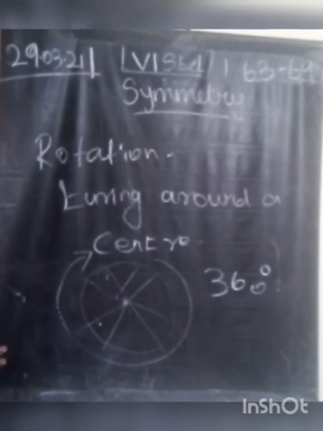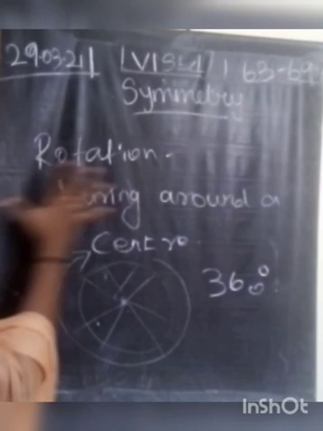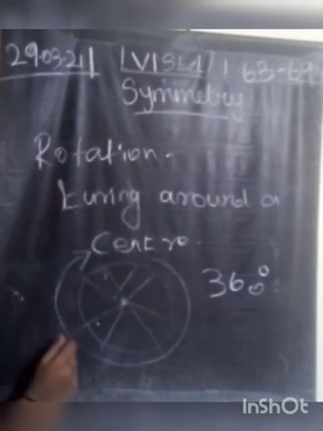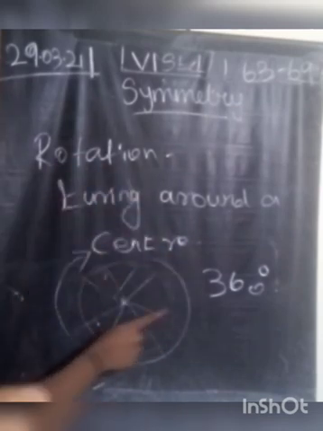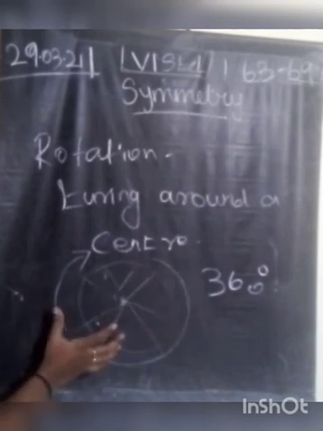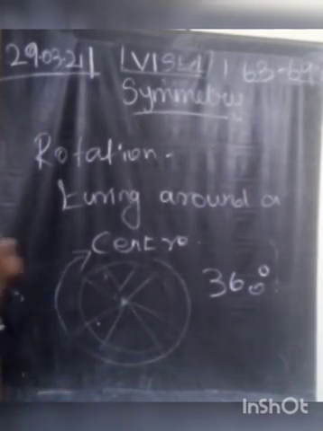An object is said to have rotational symmetry if it looks the same after being rotated about its center through an angle less than 360 degrees. That is, if the order of rotation of an object is at least 2.